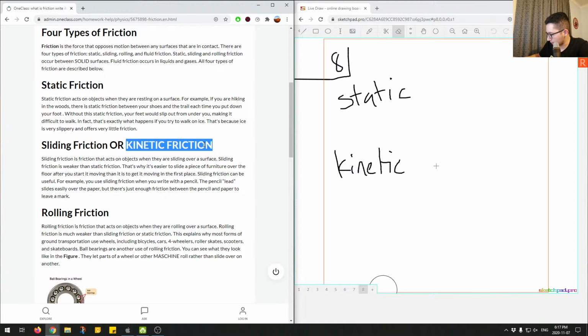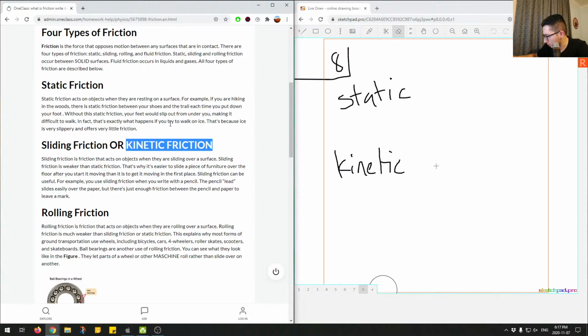So for static is the force of friction that's acting on an object when it's at rest. So if you push on an object, you have to overcome the static friction for the object to move. But kinetic friction is when the object is moving, there's a constant friction force that's acting on it as you're pushing on the object, causing it to move.